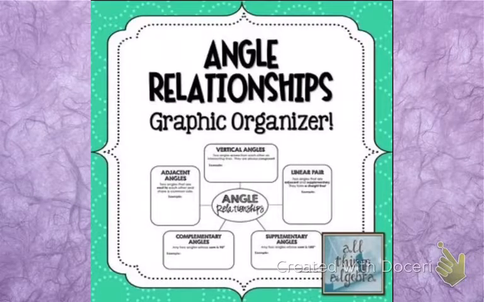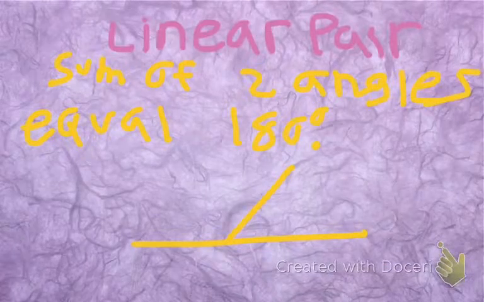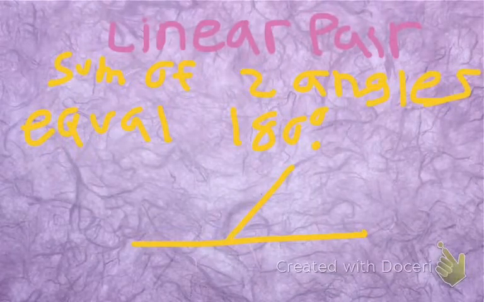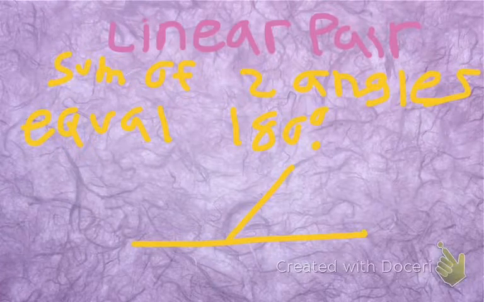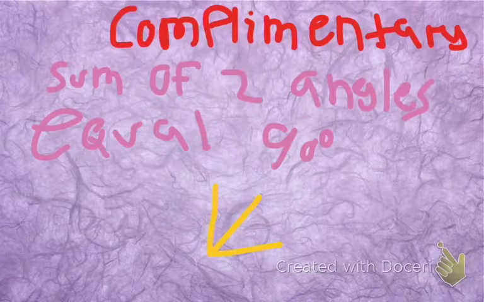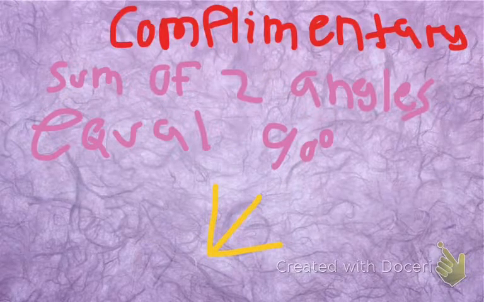Alright, today we're going to be learning about angle relationships and what vocab we need to know in order to solve. The first vocab word that you need to know is linear pair, and that is when the sum of two angles equal 180 degrees. And that would be how it would look like. Next is complementary, and that is when the sum of two angles equal 90 degrees. And that is also how it would look like.